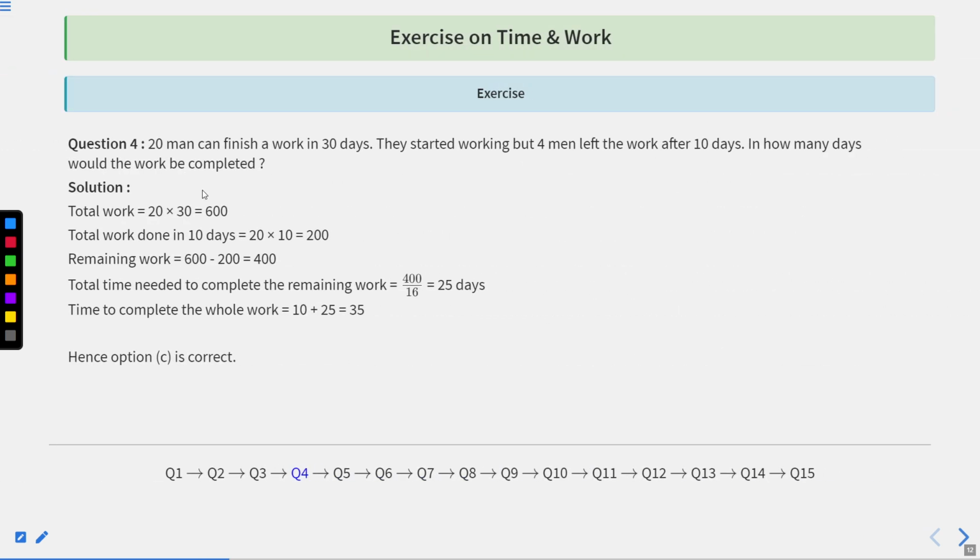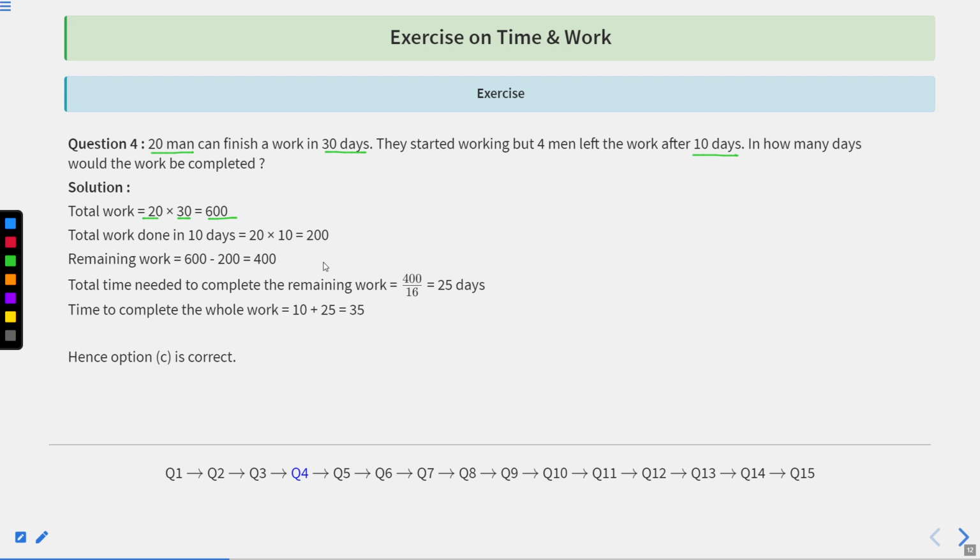So the total work will be given by 20 men into 30 days. That is 20 into 30, which is equal to 600. So there are a total of 600 units of work that need to be done by the people. And now it says that they started working, but 4 men left after 10 days. So let us see how much work was completed in 10 days.